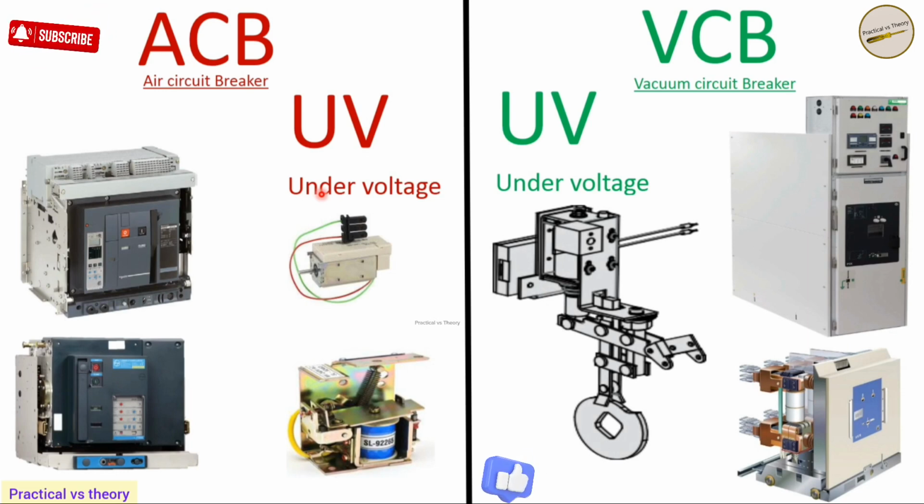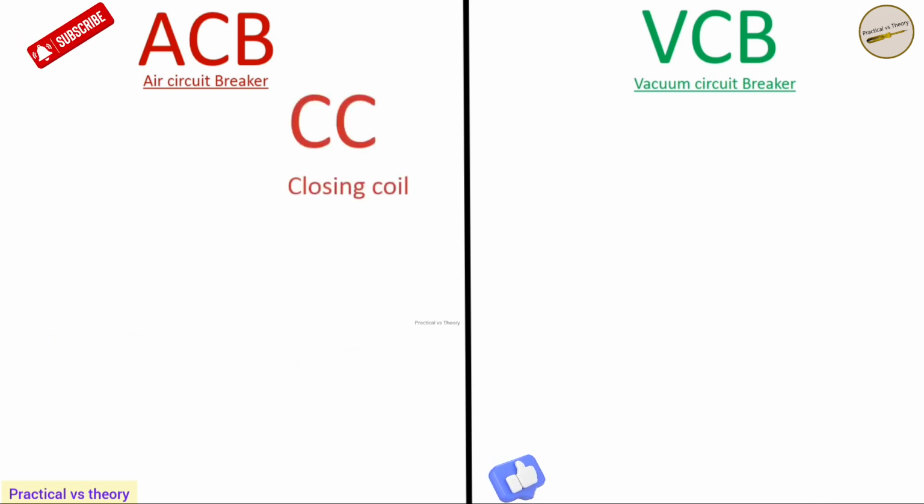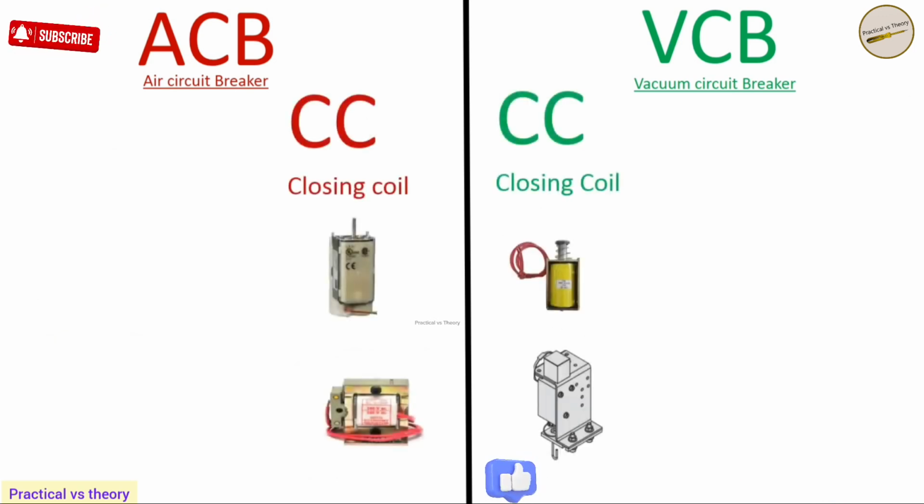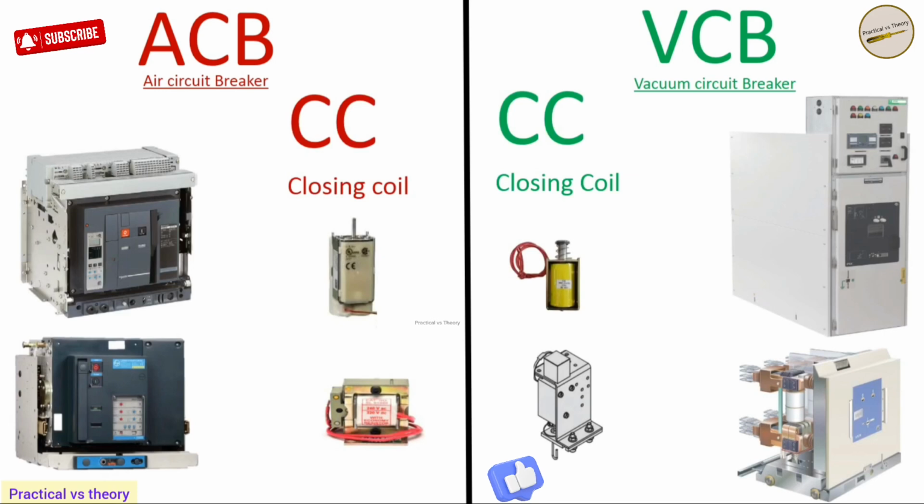The closing coil, CC, is present in both your ACB and VCB. This is also common. Suppose I don't want to turn on the breaker with a push button, but I'm turning it on with TNC. This means I'll turn the rotating switch on the outside to close, and it will turn on. So, it has a closing coil. Electrically, it's a breaker. So, the VCB also has TNC. Look, you need to install TNC here. So, there are many things. So this is a common thing.